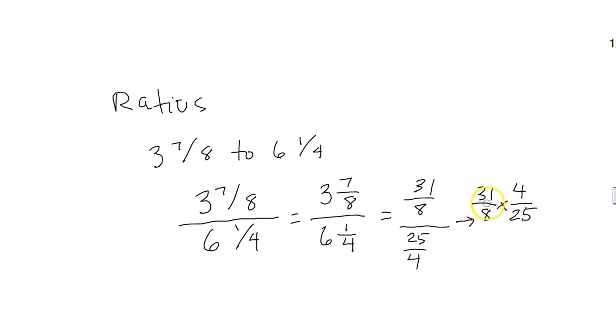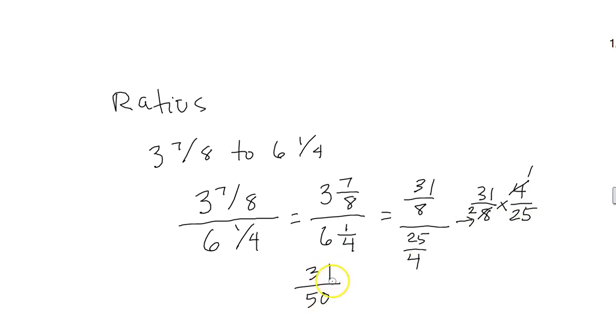Okay? So now I cannot simplify or reduce this way, the 31, because it's prime. I can't find a number that goes into both of these, but I can reduce these two numbers. So 4 goes in here 1 time. 4 goes in there 2 times. So now I have 31 times 1, which is 31, over 2 times 25, which is 50.